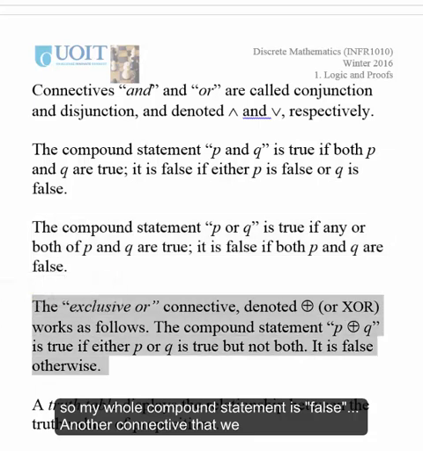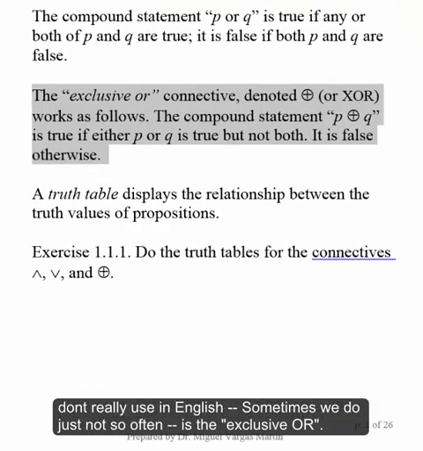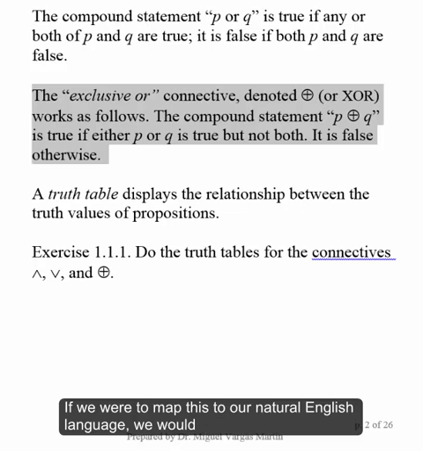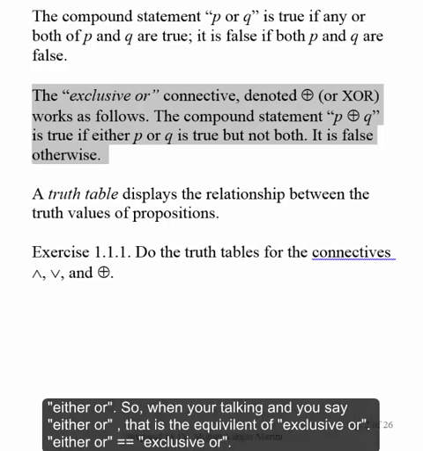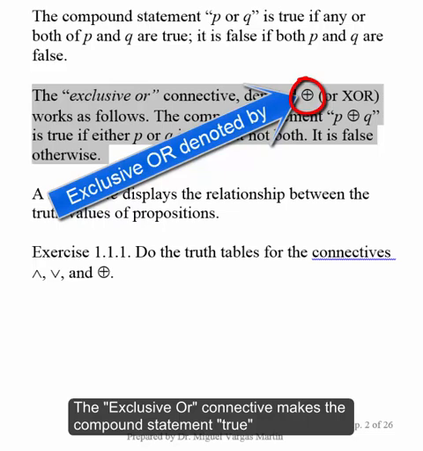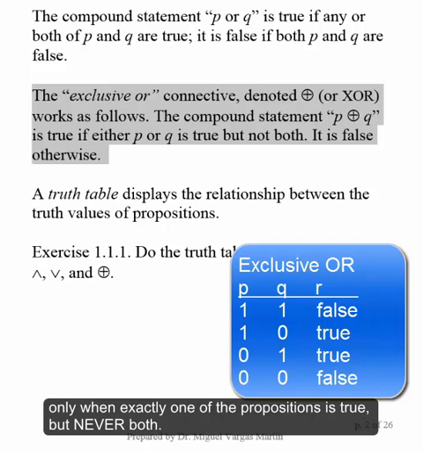Another connective that we don't really use in English, or actually we do, but not so often, is the exclusive or. If we were to map this to our natural English language, we would say that the exclusive or is the equivalent of saying either or. So when you're talking in English and you say either or, I hope you would be referring to an exclusive or.